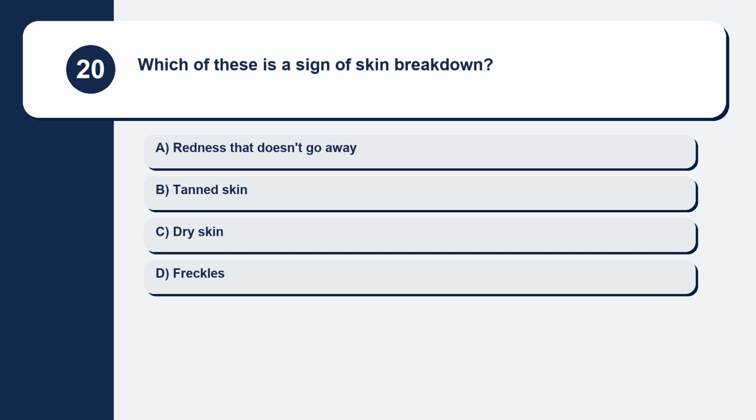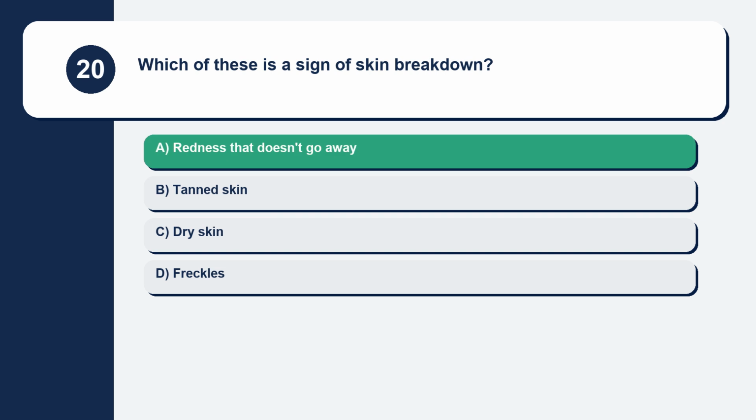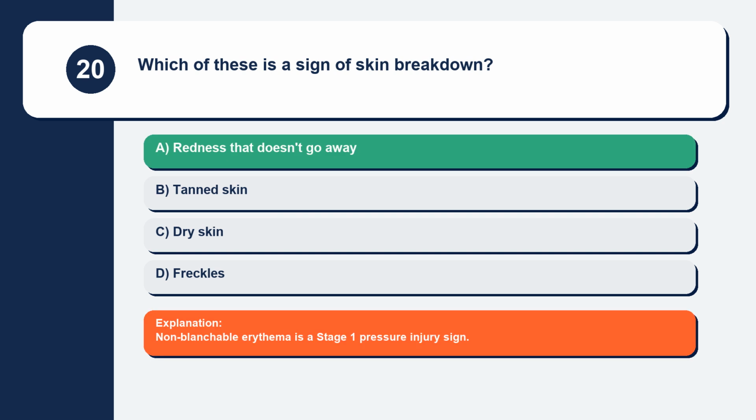Question 20. Which of these is a sign of skin breakdown? Redness that doesn't go away, tanned skin, dry skin, or freckles. Non-blanchable erythema is a stage 1 pressure injury sign.